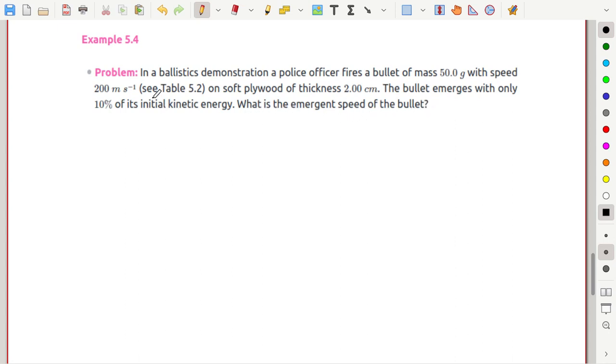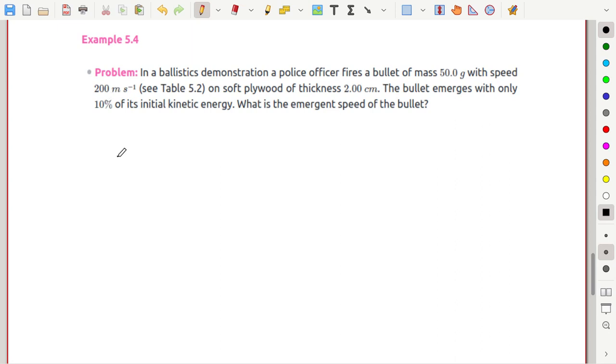Usually ballistic is a controlled test. In a laboratory they will perform some tests, they will fire a bullet with known mass on certain materials, so as to collect some data. So this is the data we have. We also have a table for this. So for the bullet, the speed is approximately 200 meters per second.